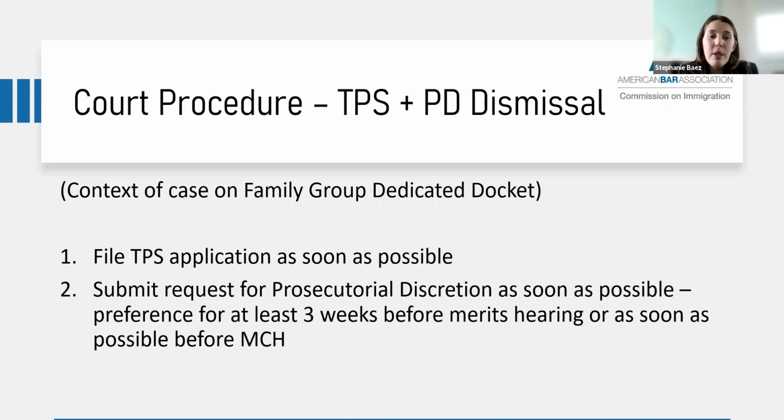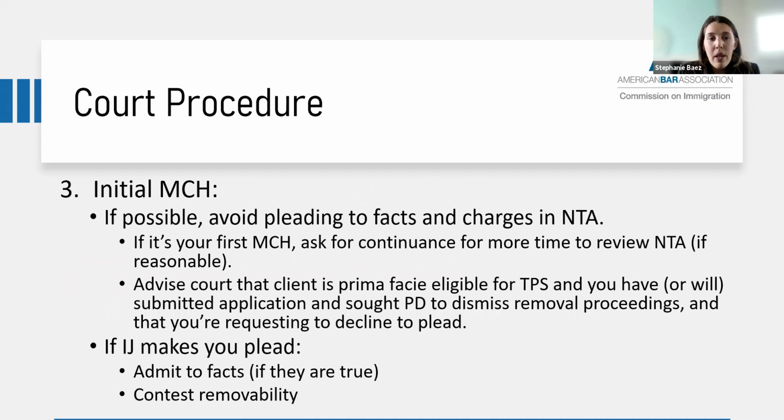Similarly, you want to submit your request for PD as soon as possible so that the government attorney has advance notice of what you're doing. There's a preference that it's submitted at least 3 weeks before a merits hearing, and you want to do so as soon as possible.